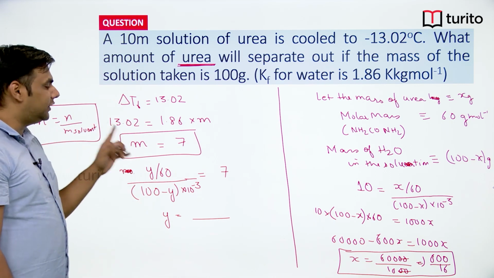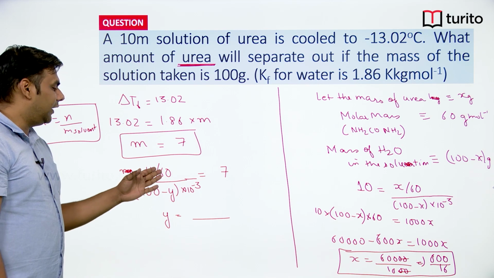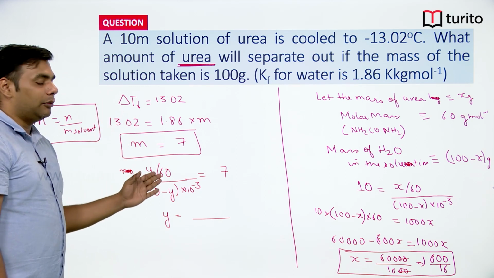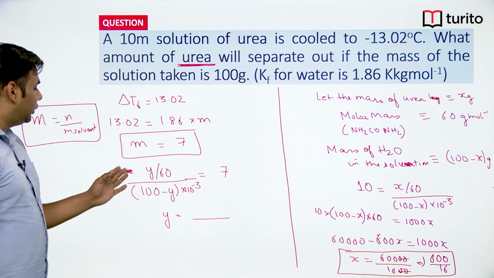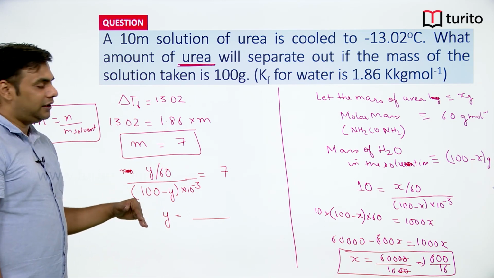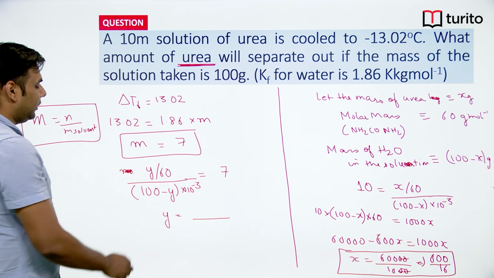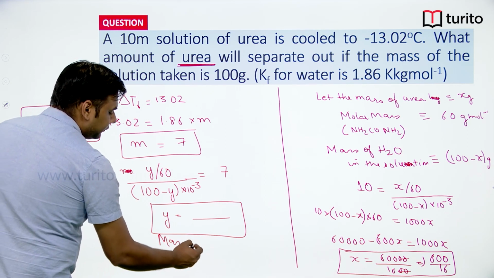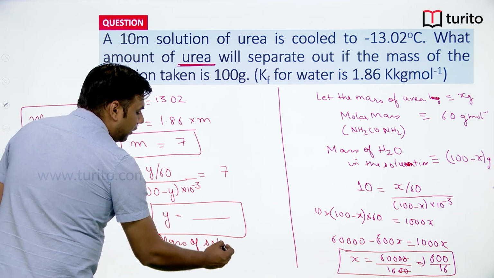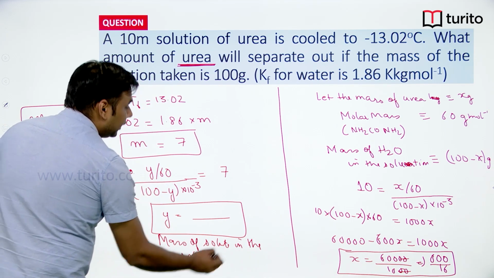So let the mass of the solute be Y in the final solution. The number of moles would become Y by 60. The mass of the solution was 100, so the mass of the solvent would be 100 minus Y. In kg it would be times 10 raised to minus 3. So you can do the calculation and get the value of Y. This would be the mass of solute in the solution at this particular temperature.